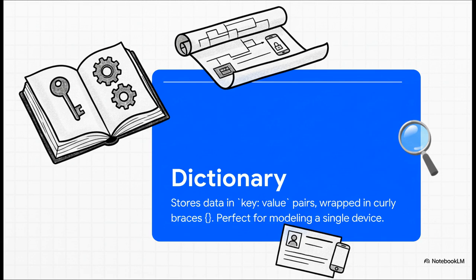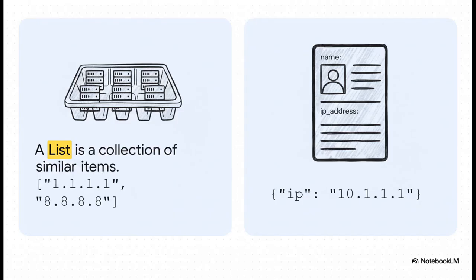The blueprint analogy here is perfect. A dictionary is like a blueprint for a single device. And if you're ever confused, just look at this. It makes the difference so clear. On the left, the list is a collection of similar items, in this case, a bunch of IP addresses. On the right, the dictionary describes the different properties of one single item. That's the key difference you need to remember.